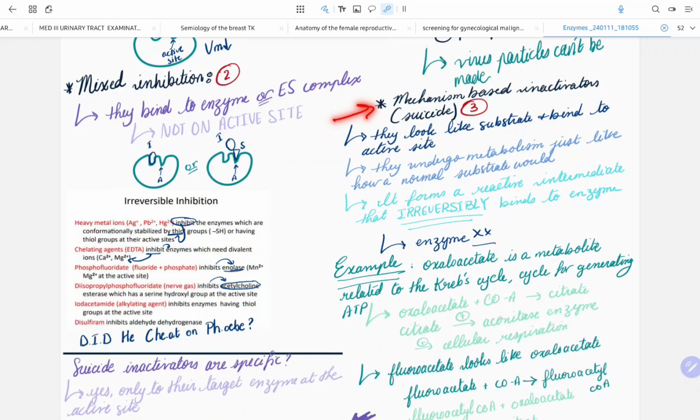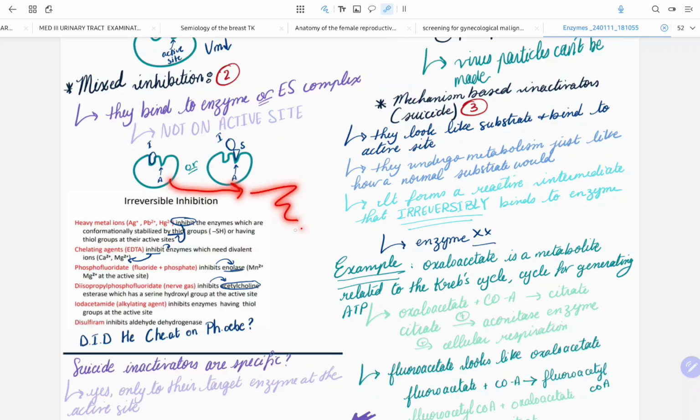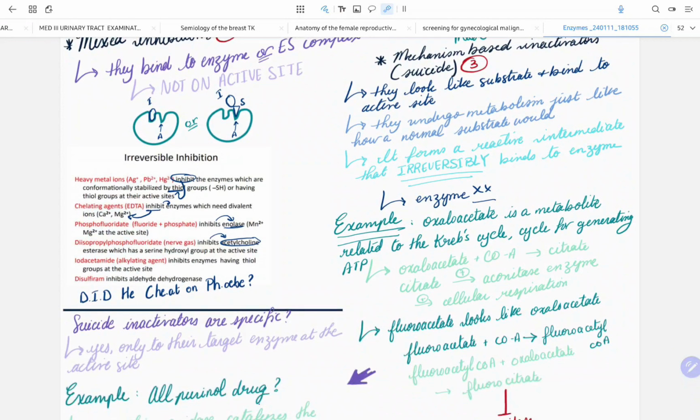The last one is mechanism-based inactivators cause suicide. So these inhibitors, they look exactly like the substrate. They bind to the active site right here. They bind to this active site and they undergo metabolism just like a normal substrate. But at some point in the metabolism, they form an intermediate that irreversibly binds to the enzyme and deactivates it. When it deactivates this enzyme, the cell becomes confused because it cannot perform cellular respiration, it cannot breathe, okay? And thus the cell kills itself.